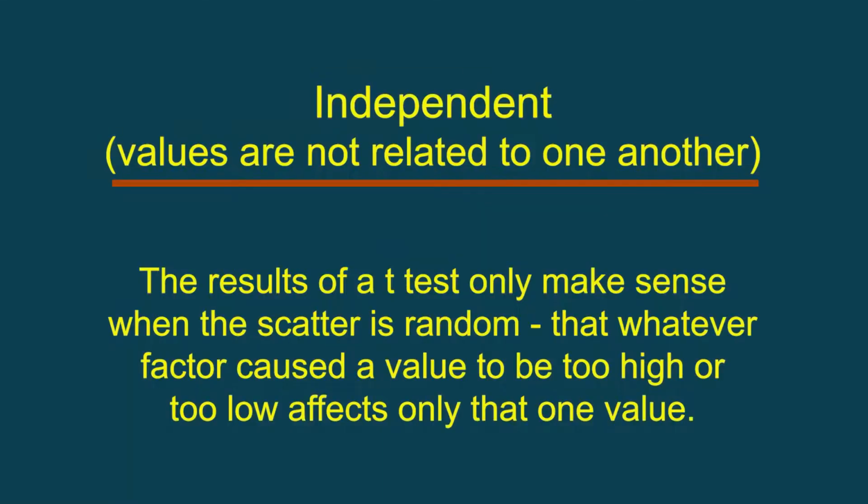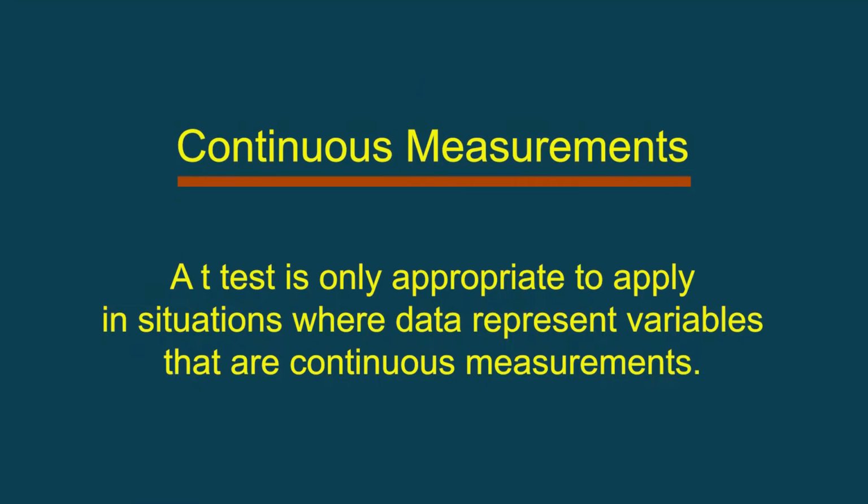The results of a t-test only make sense when the scatter is random, that whatever factor caused a value to be too high or too low affects only that value. That means the errors are independent of each other. This is a very important assumption of the two-sample t-test. A t-test is only appropriate to apply in situations where the data represent variables that are continuous measurements. That means the data cannot be categorical, the data cannot be discrete. The data are to be continuous.